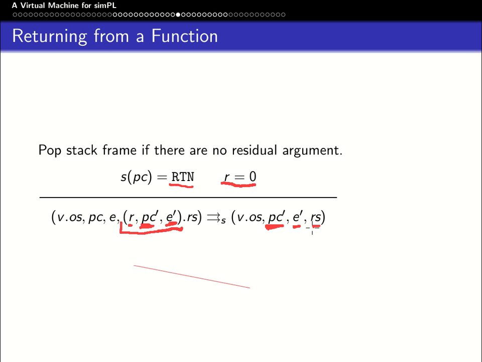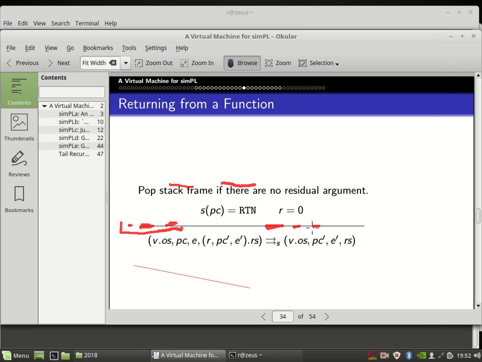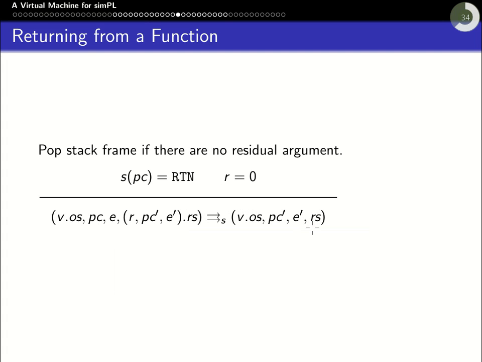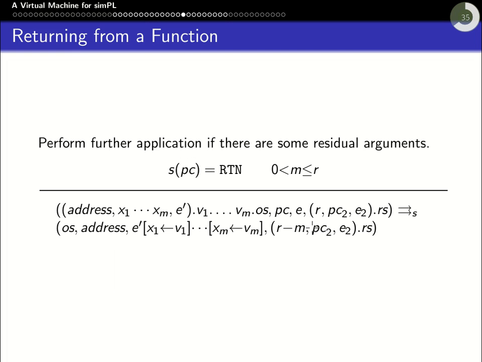Cool. So this is the simple case. And I keep pressing escape to erase the markings. Sorry for this. Now, what happens if we have a number of residual arguments that is non-zero?